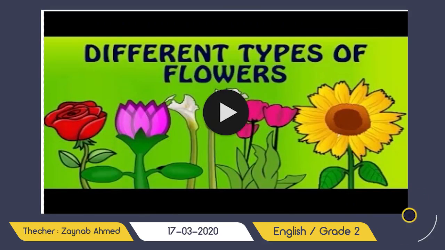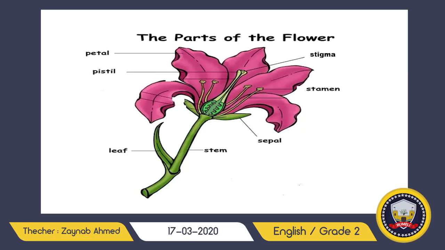So these were some different types of flowers. Now let us see that a flower has different parts. It has petal, pistil, leaf, stem, sepal, stamen and stigma. So a flower is made up of many parts. In the center of the flower is the pistil. The sticky part is called the stigma. The colorful part is called the petal. Sepals protect the petals. Then you know what a stem is and you already know what a leaf is.